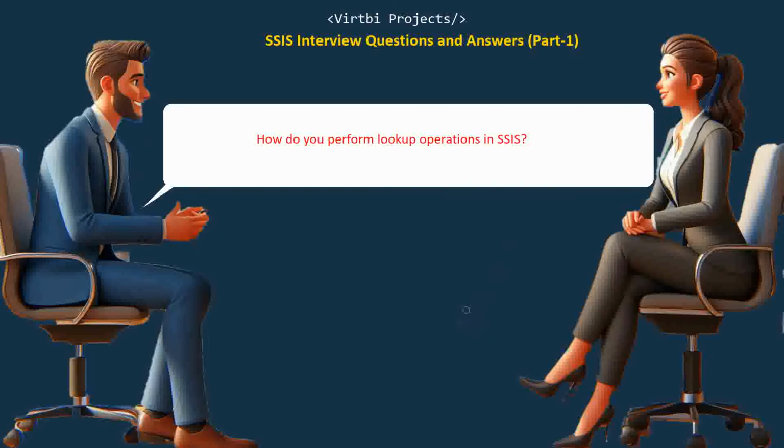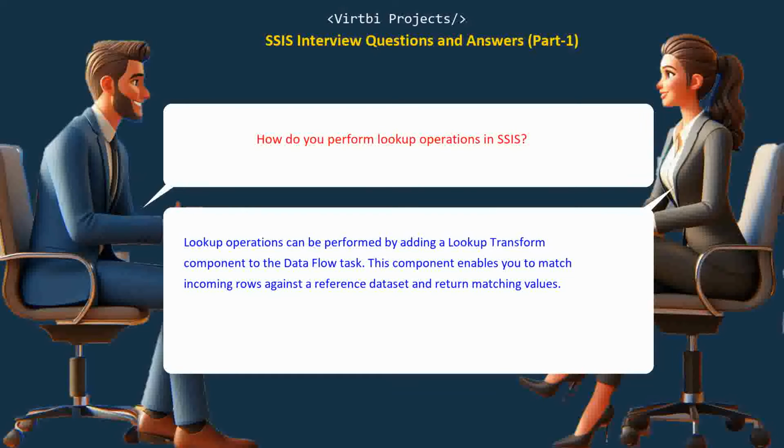How do you perform lookup operations in SSIS? Lookup operations can be performed by adding a lookup transform component to the data flow task. This component enables you to match incoming rows against a reference dataset and return matching values.